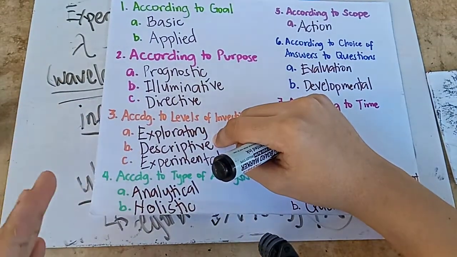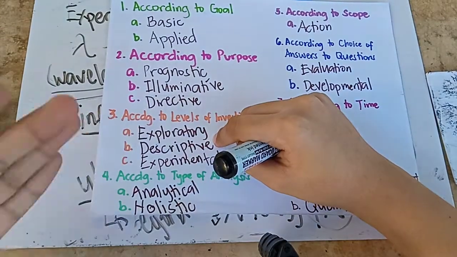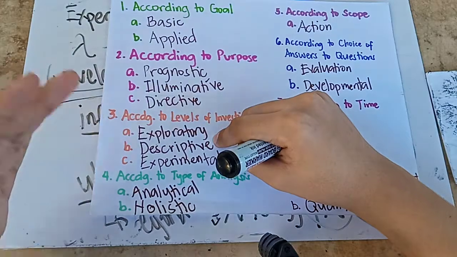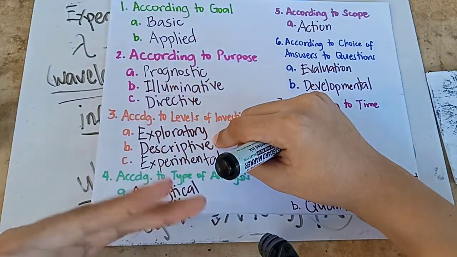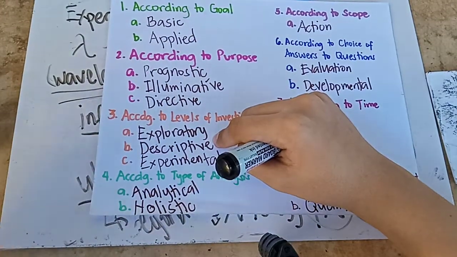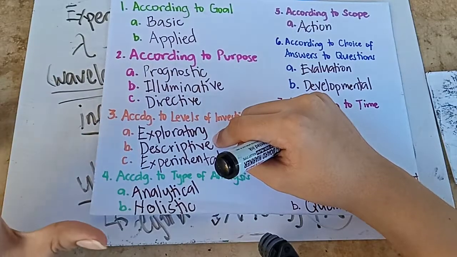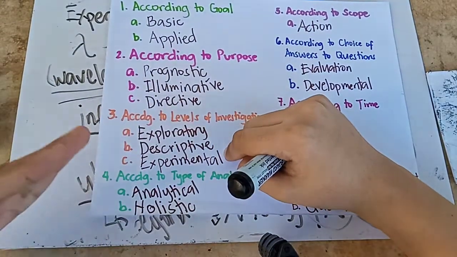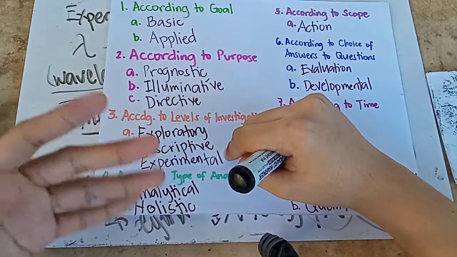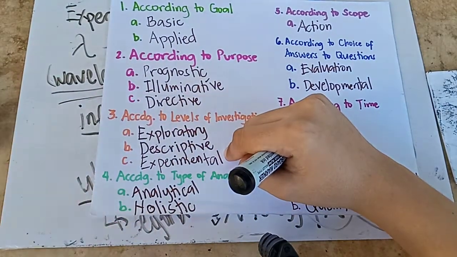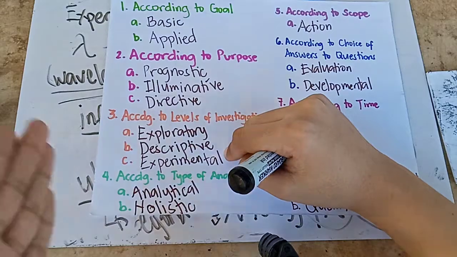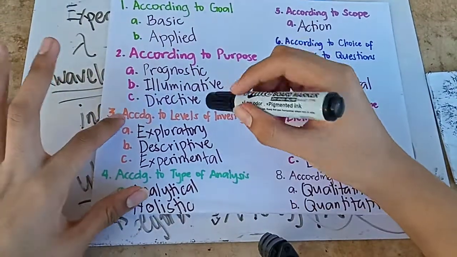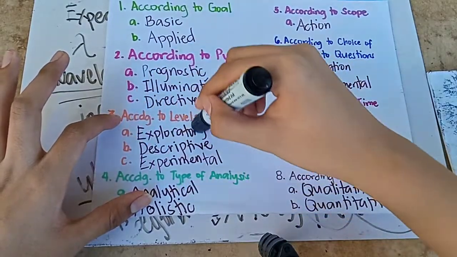It answers the questions what, how, when, and where without answering why. It only describes the relationship between variables. Is it direct? Is it inverse? Is it scattered? Is it curvilinear? Lastly, experimental research experiments on the effects of variables, specifically the effect of the IV towards the dependent variable. So that is how these three are differentiated.